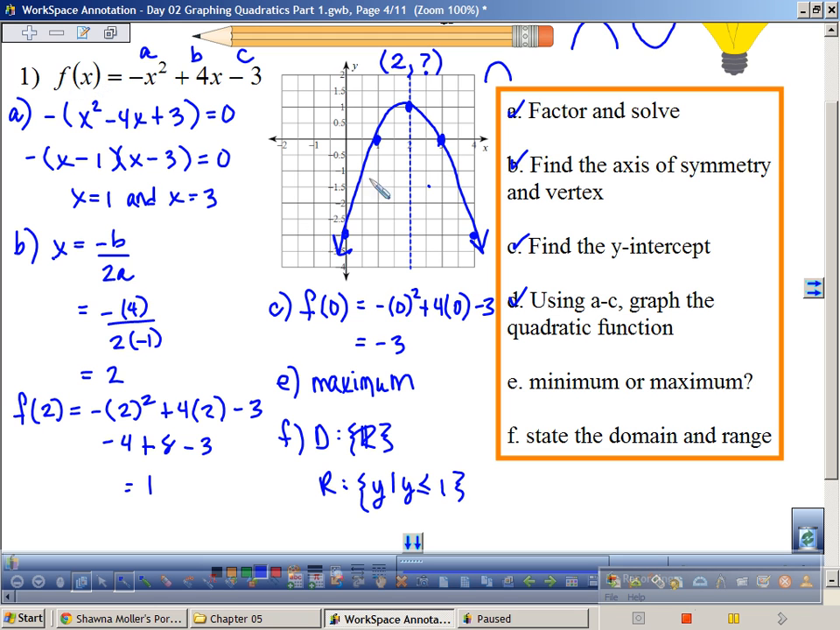Because this is my function. No matter what my solutions are on this line right here, this graph, if I were to substitute in 2, I'm going to get 1. If I were to substitute in 3, I'd get 0. If I were to substitute in 4, anytime I put something into this function, I'm going to get an output of y, and it's going to be on this line. So all I have to do is put in 0.